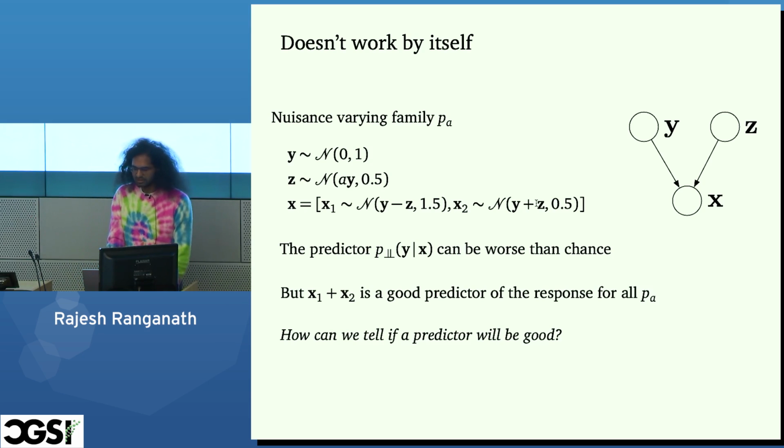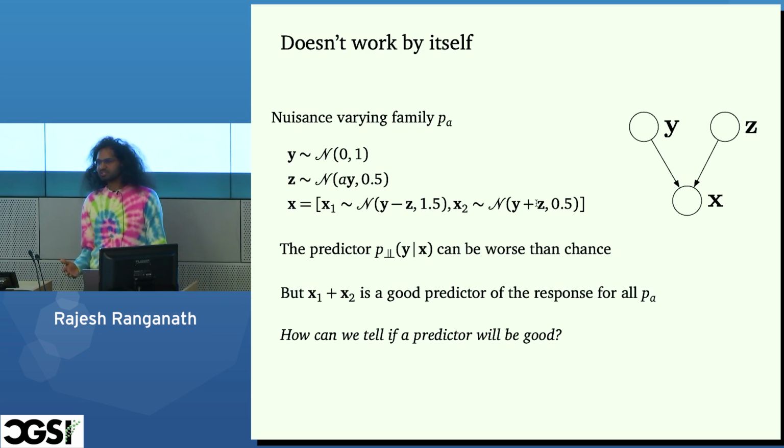And so the question is really, how can we tell if a predictor will be good? And there are good predictors here. So if we look at x1 and x2, if we add them together, we're going to get 2 times y plus some noise. And with 2 times y plus some noise, you can build a good predictor for y out of that.